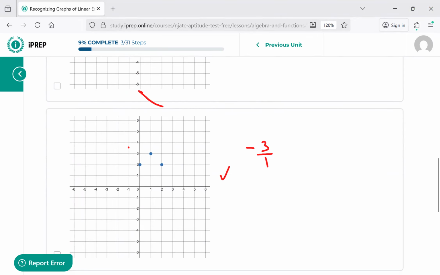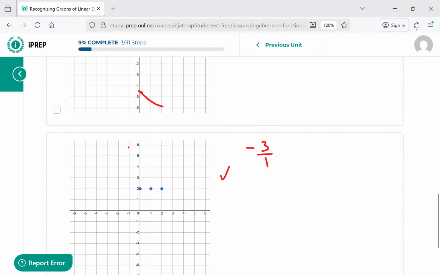This one, no. This is a curve. It curves down, concave down. It's a parabola. This one, oh, didn't we say linear lines are also horizontal? Yes, we did. So this could be a linear line.